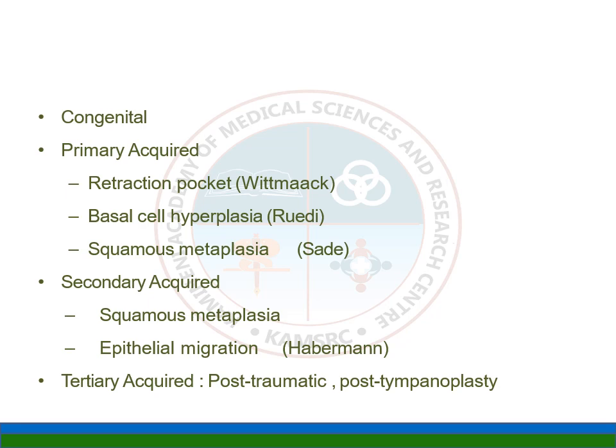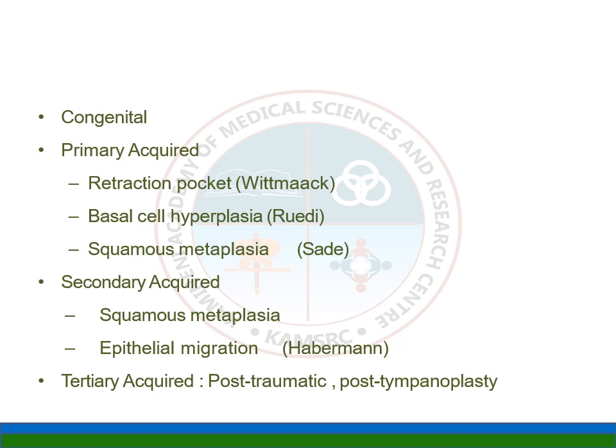And what is the classification of cholesteatoma? One is congenital, the second is primary acquired, the third is secondary acquired, and the fourth is tertiary acquired. It is less frequent and is frequently post-traumatic. So you should remember 1, 2, 3: congenital, primary acquired and secondary acquired.